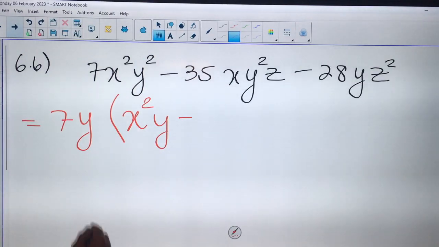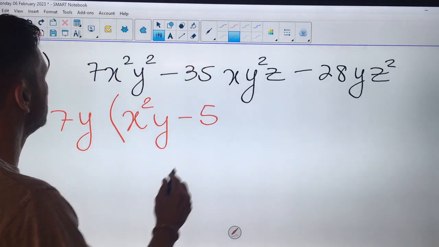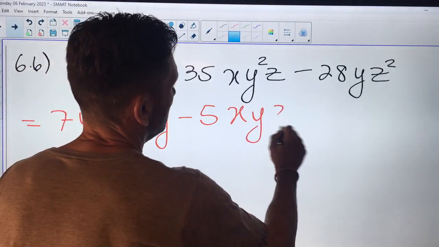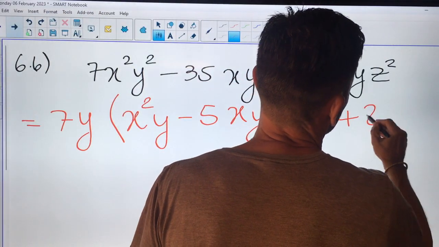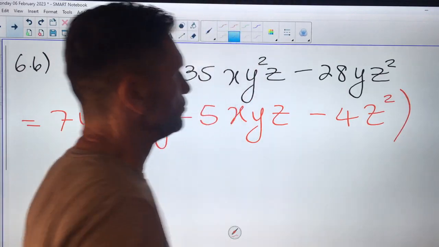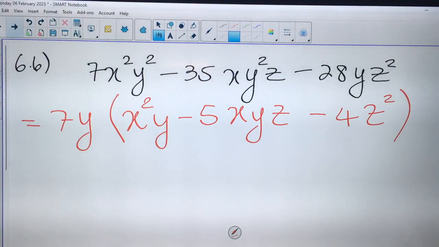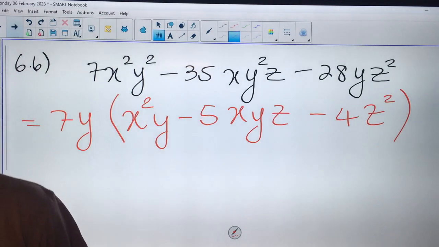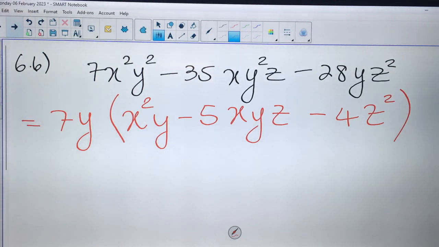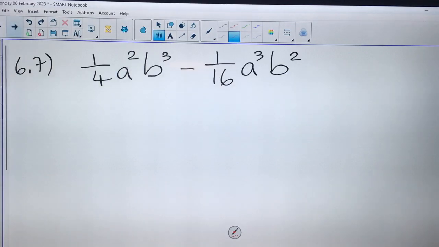Yes. Oh, okay. 7 divides into 35 five times. We have an x, y, z over there. And the last one, 7 divides into 28 four times. And that leaves us with a 4z squared. I'm sure after I've done it on the board, you will think to yourself, actually I know how to do this. This is not really difficult, but it catches out a person.